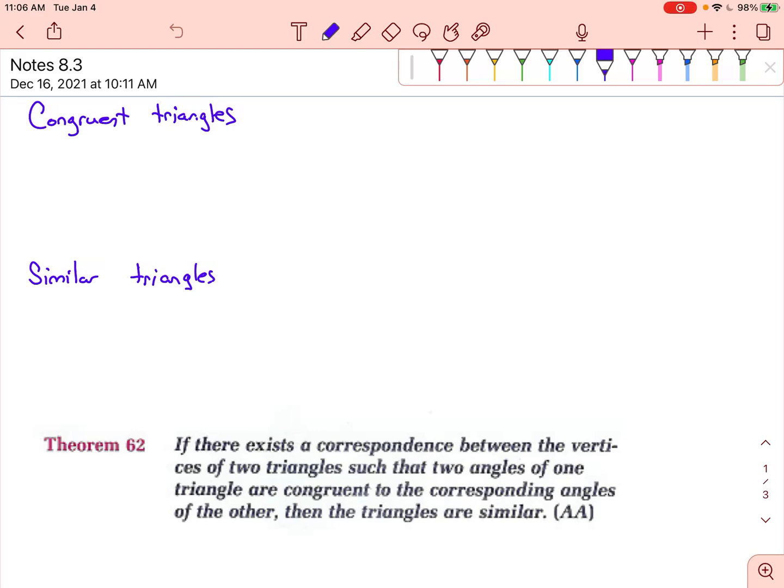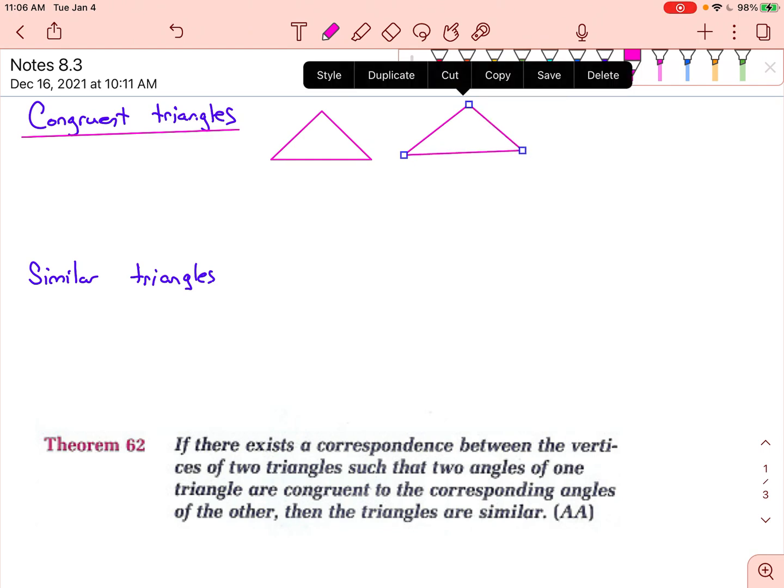Okay guys, so previously we have learned about congruent triangles, and we have learned all the different ways to prove that triangles were congruent. And in order for triangles to be congruent, they had to be exactly the same, okay? Every piece of the triangle in one triangle would match up with every piece of the other. And there were different ways that we could get these triangles congruent to each other.